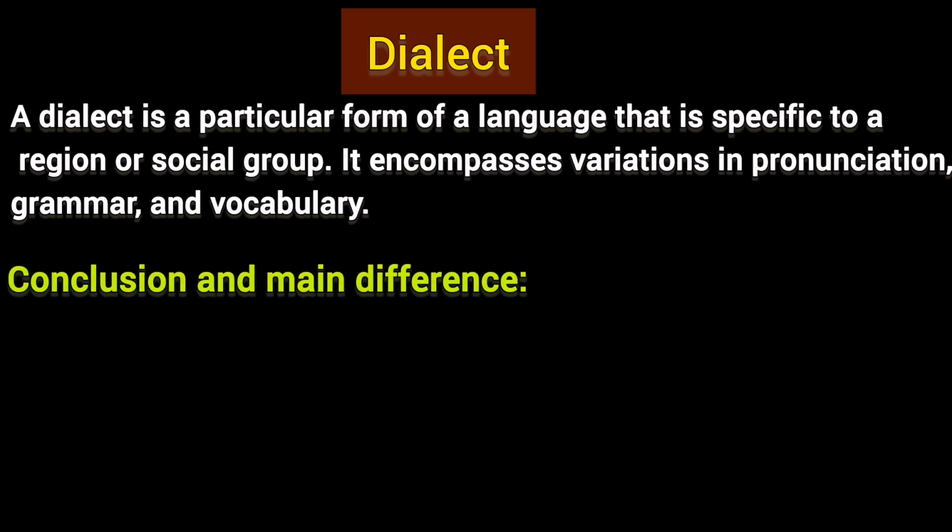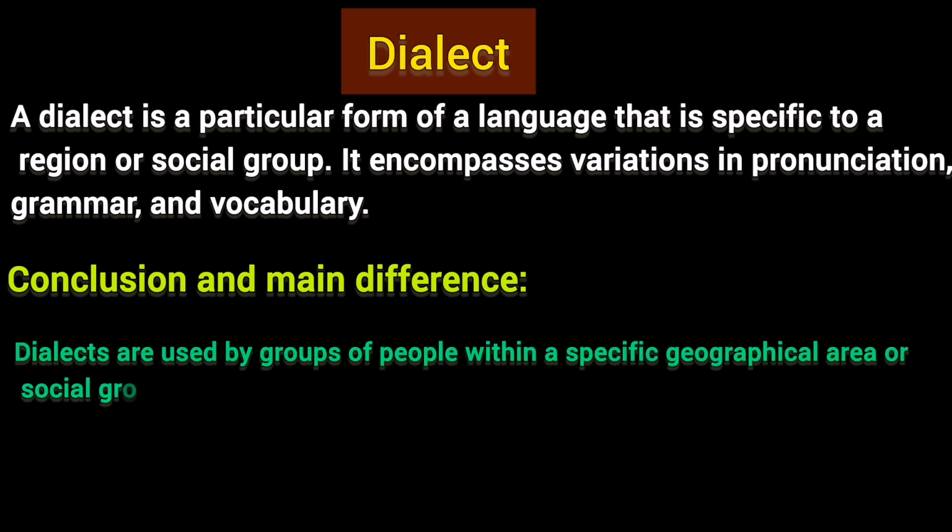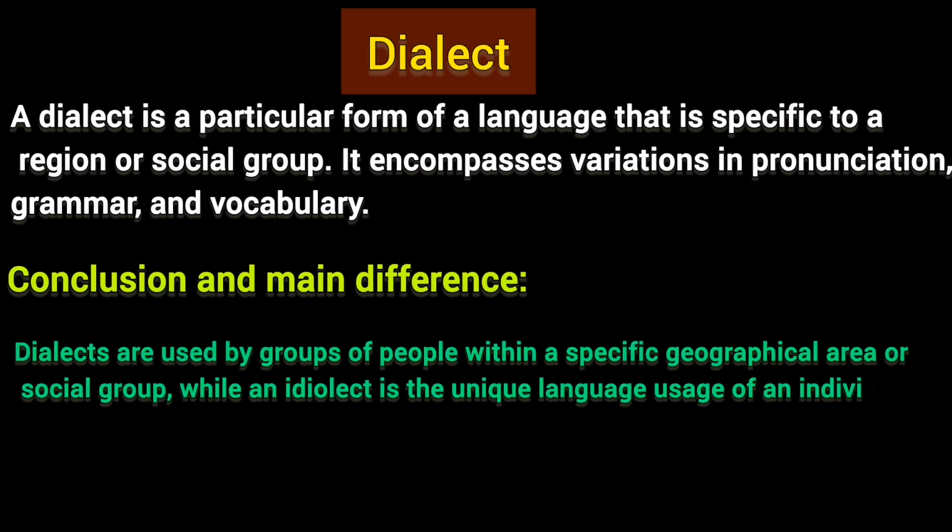The conclusion and main differences between a dialect and idiolect are that dialects are used by groups of people within a specific geographical area or social group, while an idiolect is the unique language usage of an individual.